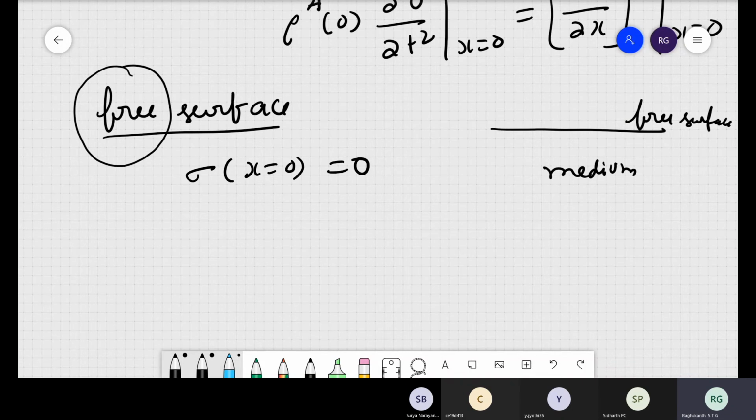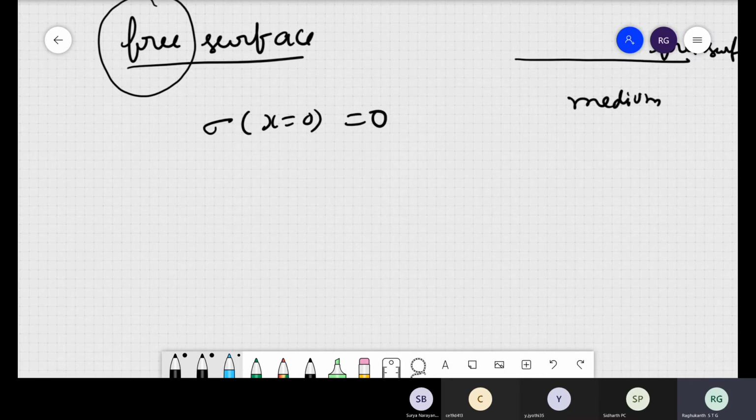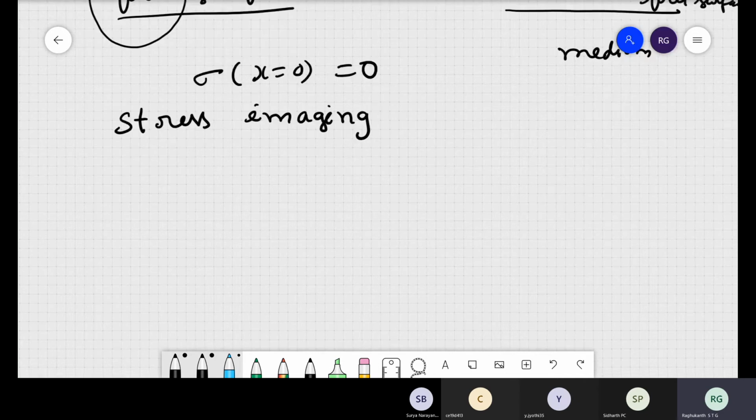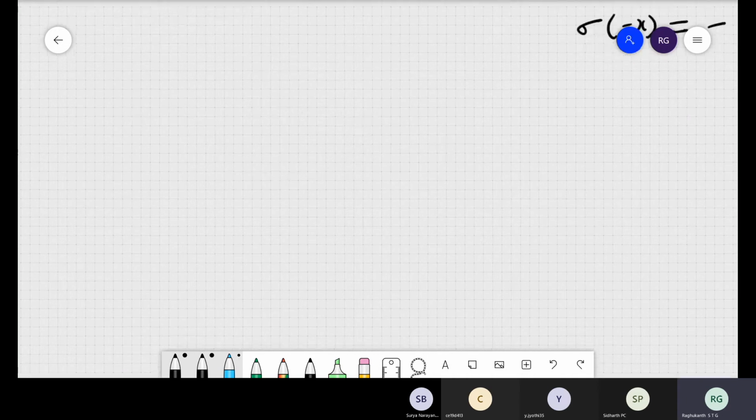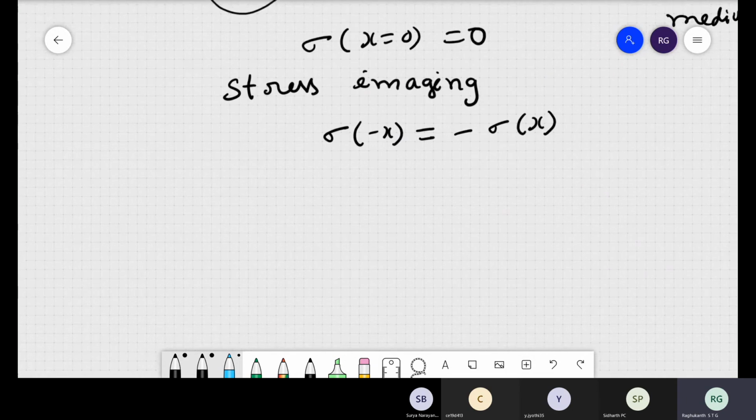So now in finite differences, how do we represent this? We use this technique which we call stress imaging. For this purpose, sigma of minus x should be the same as minus of sigma x. So then at your interface, when you add the two stresses, automatically things become zero itself. Now if we write our finite difference scheme, say the 2, 4 scheme, if you write this 2, 4 scheme.